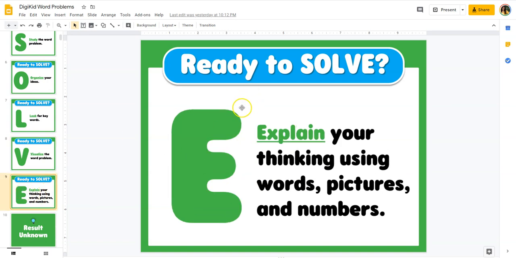Then the final letter is the letter E. The letter E in SOLVE stands for explain. Explain your thinking using words, pictures, and numbers. So when you're ready to solve your problem and you're working through, okay, I've organized my ideas, I've visualized what's happening, I've looked for those key words, and you're going to go in and actually solve the problem, it's important to explain your thinking. That E is a very important one. So explain your thinking, and you can use words, pictures, and numbers when you're explaining your thinking.